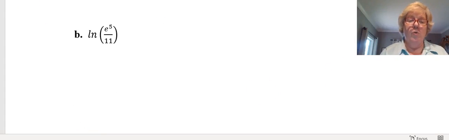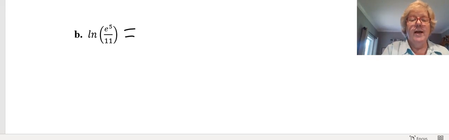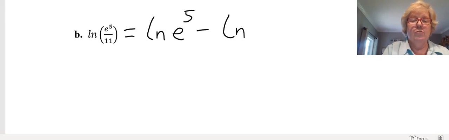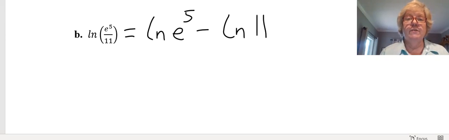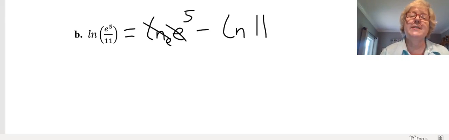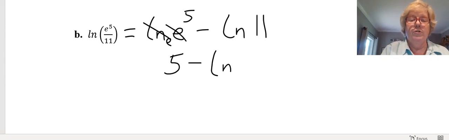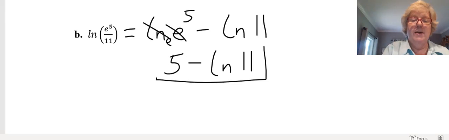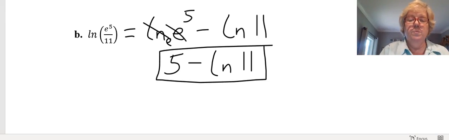Here is another quotient. If I write this using the quotient rule, I'd have natural log of e to the 5th subtract natural log of 11. Now, if you recall the inverse property, that allows us to cancel out that natural log of e because they both have the same base, leaving just 5 minus natural log 11 as my final answer. Again, if you prefer, you can put parentheses around that value 11.